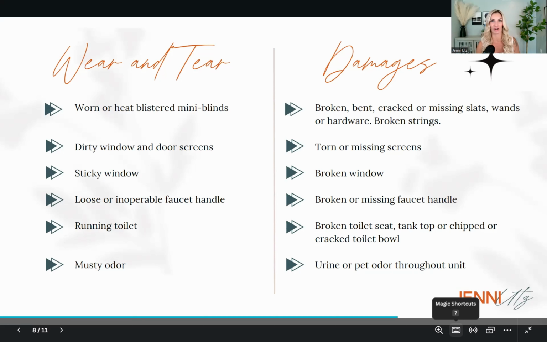Go back in, turn it off, open up the windows, let it air out, and then you can go back in and do what you need to do. But you'll end up with a pretty bad headache if you decide to stay in there. But urine and pet odor throughout the unit is definitely considered damage.